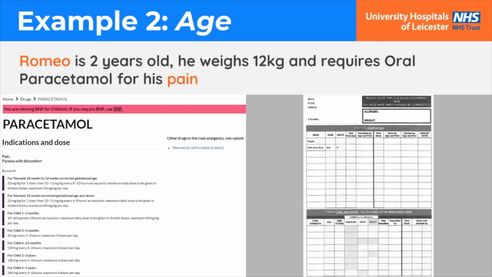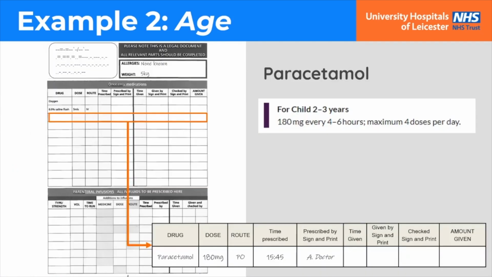Now if we look at another example, this time for age-based prescribing. Little Romeo is 2 years old, he weighs 12 kilos and he needs oral paracetamol for his pain. Again, dosing is available in multiple areas. On this occasion we're looking at the BNF, which has a whole range of age-based dosing options. And if we have a little look at the specific age, for children 2 to 3 years, it says 180 milligrams every 4 to 6 hours, maximum 4 doses daily. And so we would prescribe, and it would look something like this.